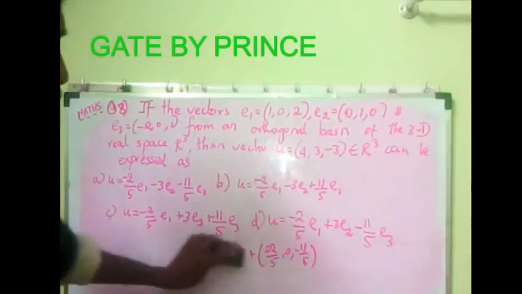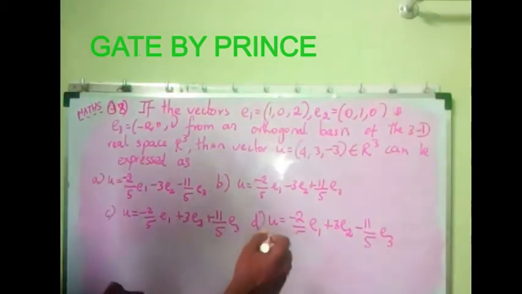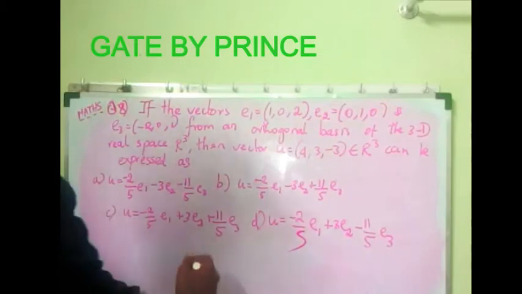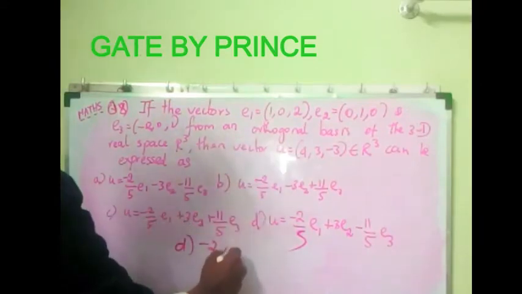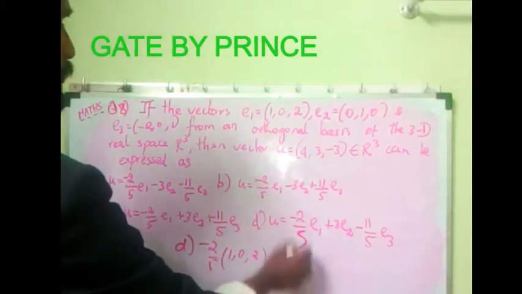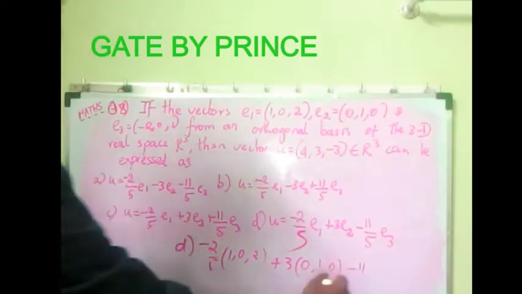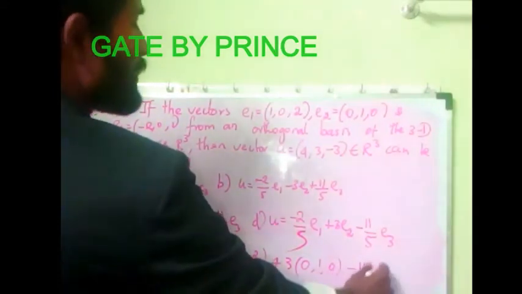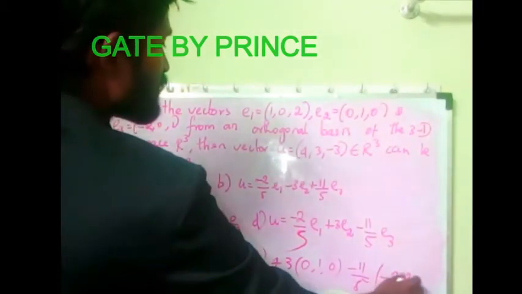But now how will I tell you, because we don't want to look at all the options. It might be time saving. This is called 2 by 5. Is it right? So take the D option. So minus 2 by 5 into, what's E1? 1, 0, 0. Is it right? I'm sure. So afterwards plus 3 into, what's E2? 0, 1, 0. And minus 11 by 5 into, what's E3? E3 is minus 2, comma 0, comma 1.